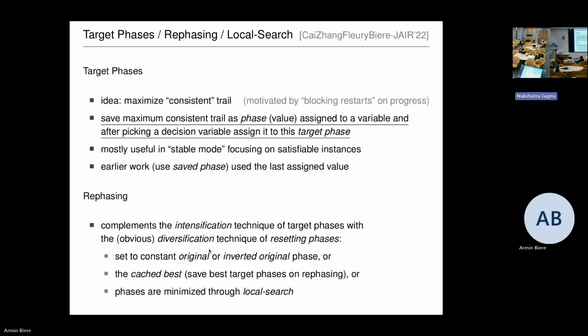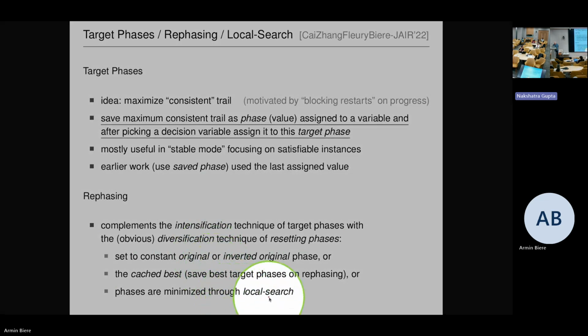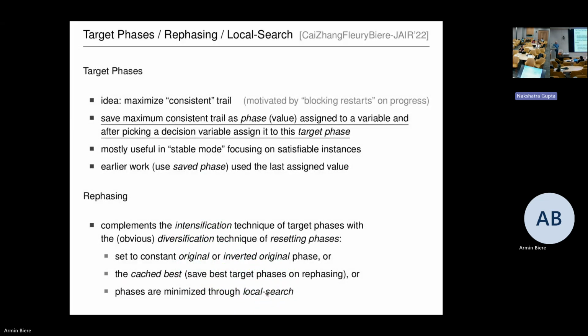But then you still need to figure out what would be the values I should assign to those variables I pick as decisions. And you can do random. You can always pick true again, always false, and then start again counting for the largest trail. And last but not least, and this is the motivation for the rest of this hour, you can also use local search. You take your maximum consistent trail, you give it to a local search solver and tell the local search: make it bigger.